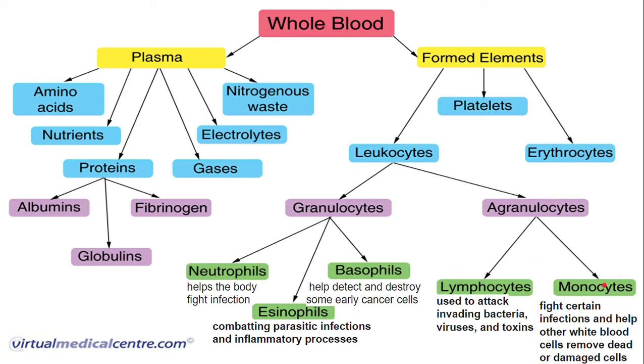Monocytes help to fight a certain kind of infection. A very small amount of infections can be fought with monocytes, and they also help the WBCs remove dead or damaged cells. I hope you remember basophils. We studied that they detect and destroy some early cancer cells. So monocytes help these basophils remove the damaged cells as well.